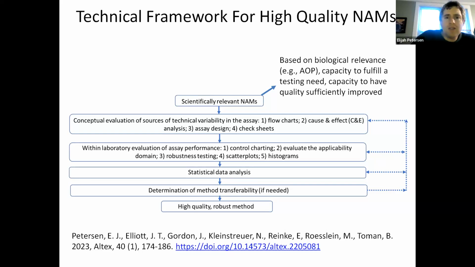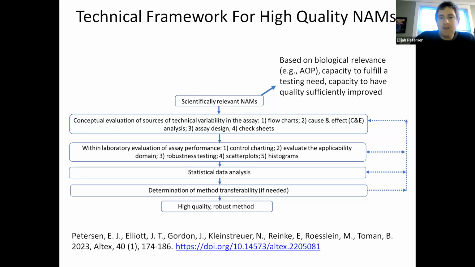And I should qualify that most of my discussion here is for laboratory-based NAMs. For computational NAMs, some of the considerations will be similar, but there are also some unique nuances that differ from what I'm describing here. And third, is there a capacity to improve the quality sufficiently?